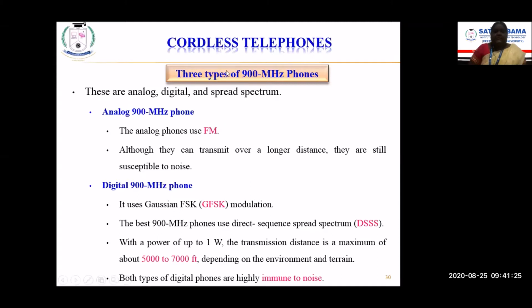Students, chat box is enabled. Please, can you tell me what is the necessity for modulation?